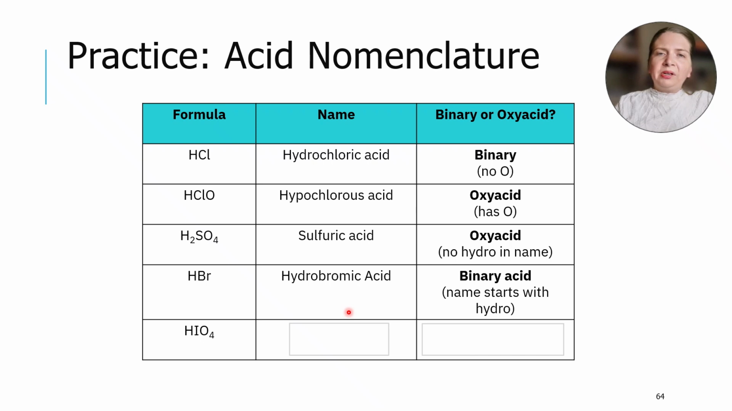Lastly, we are given the chemical formula HIO4. This is an oxyacid because it contains oxygen. IO4 1- is the periodate ion, which contains one more oxygen than iodate. Since iodate ends with ATE, it changes to IC, making the name of this acid periodic acid.